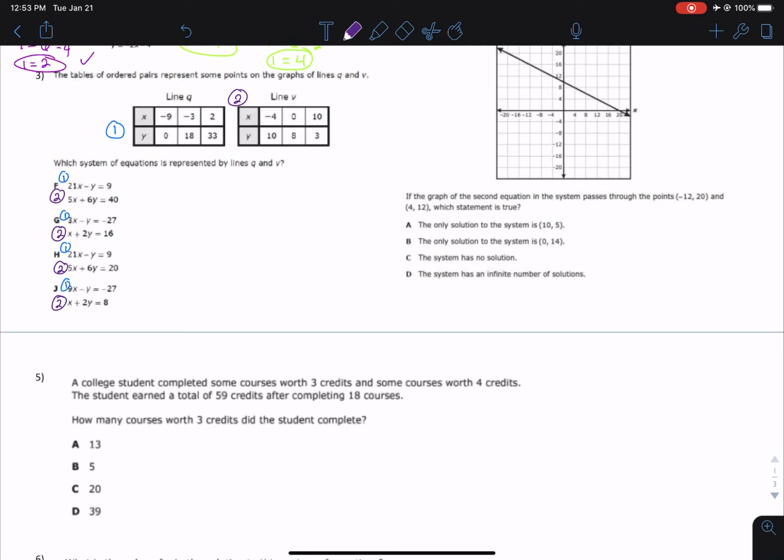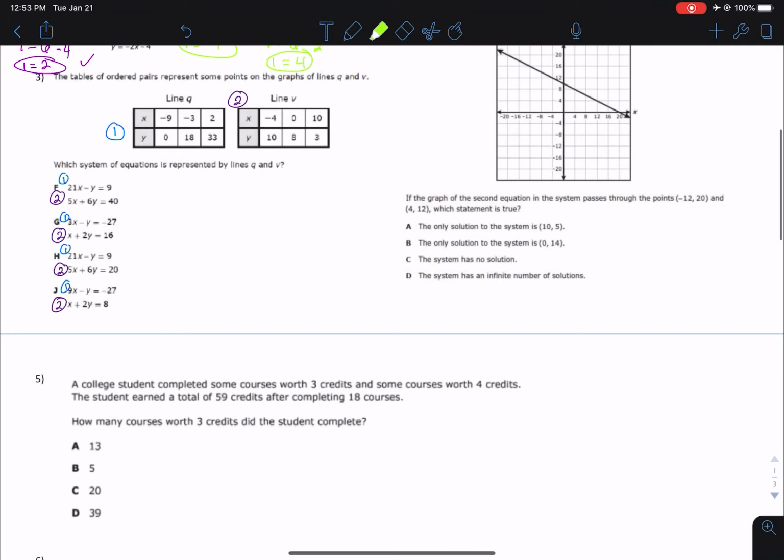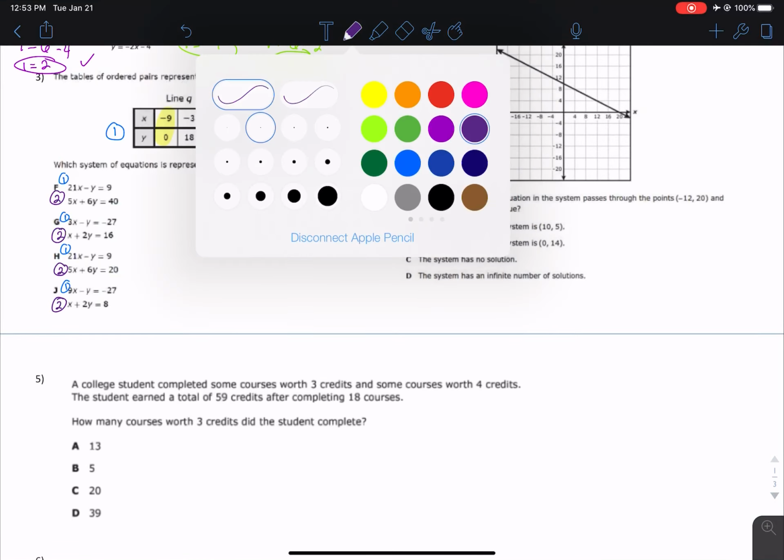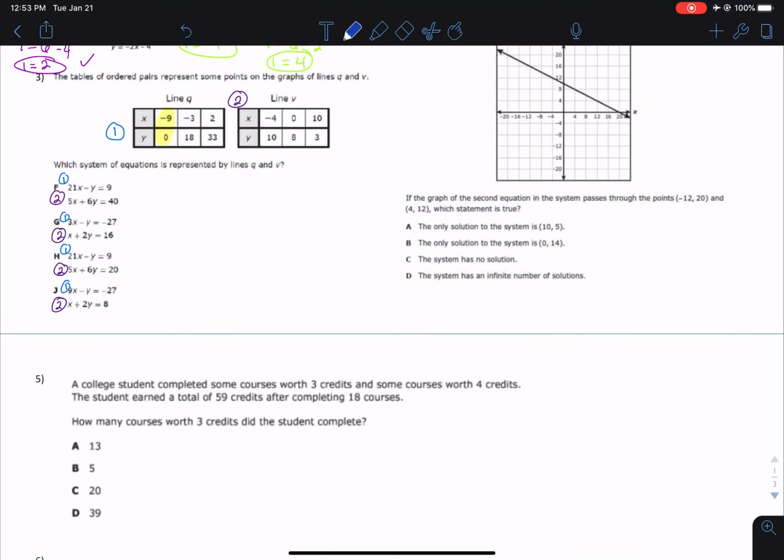So you're just going to pick a point from each table to test. If I'm going to test the first one, I'm going to use 9 for x and 0 for y. So number 1, I have 21 times, instead of x, I have negative 9, minus y, instead of y, I have 0. That should equal 9. But 21 times negative 9 minus 0 does not equal 9. So I know that does not work. So I'll try the next one.